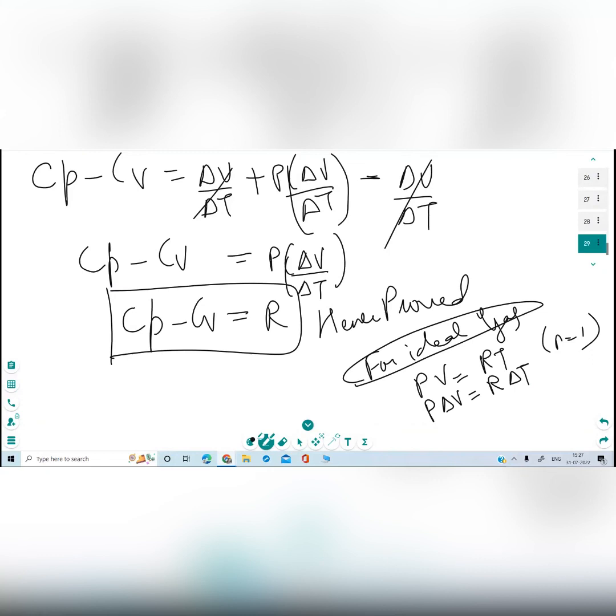Change in volume, and T is change in T. And then I'll bring this T down. That is P del V by del T is equal to R. So this is what I did.